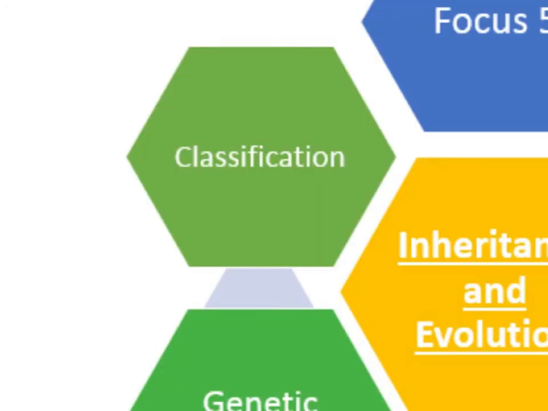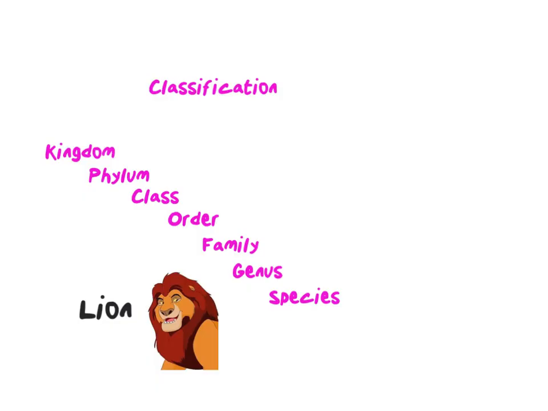So last of all, thanks for sticking with me, is classification. Classification is just a way of identifying and grouping organisms on this planet. So every organism on this planet should be classified into a particular group based on its characteristics. Here we're going to be classifying a lion.